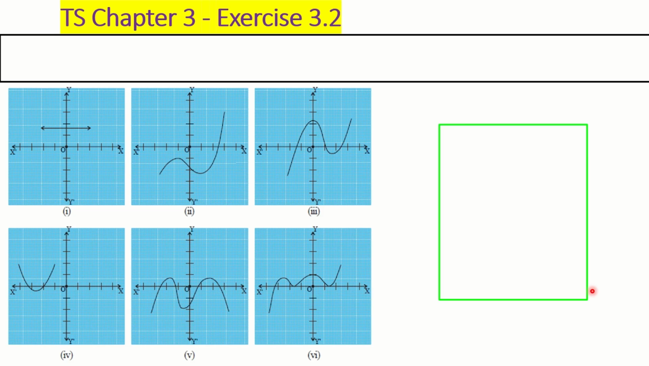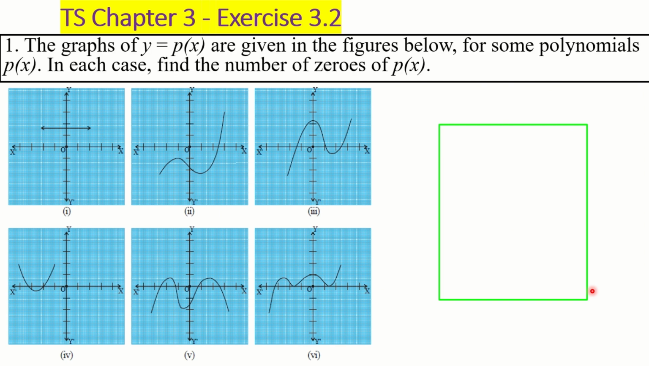Okay, next. This is from the exercise chapter. The question is, in each case you have to find the number of zeros. We have done this exercise before, so let's go through it quickly. There are no zeros here. It is not touching the x-axis at all.